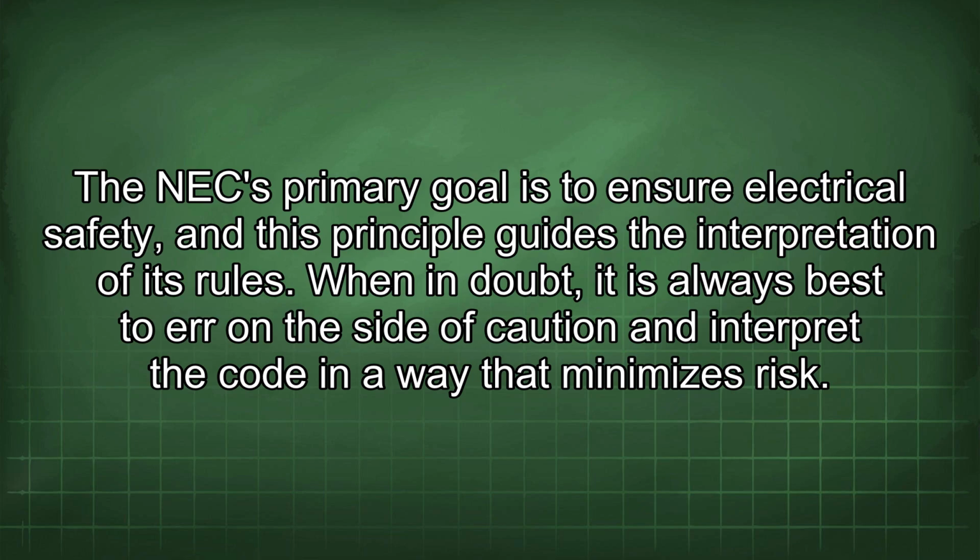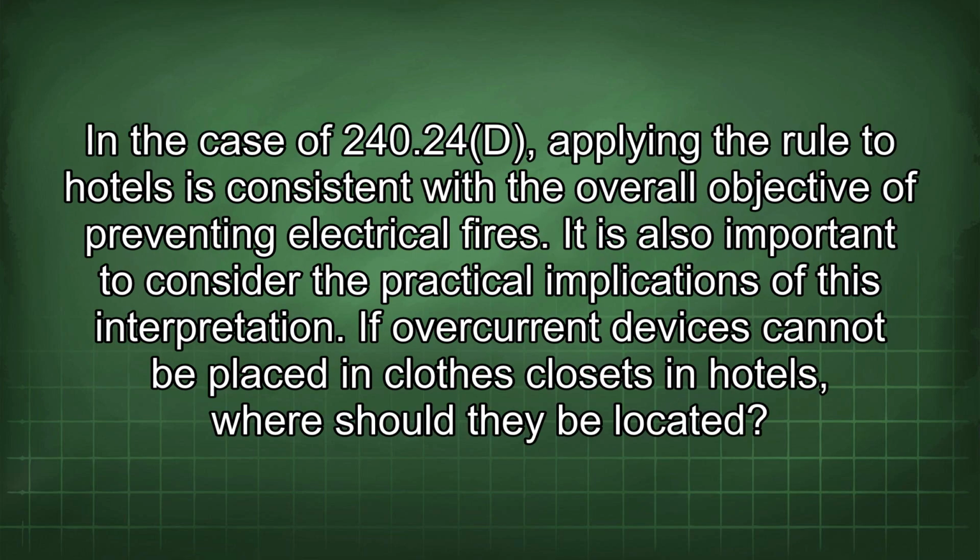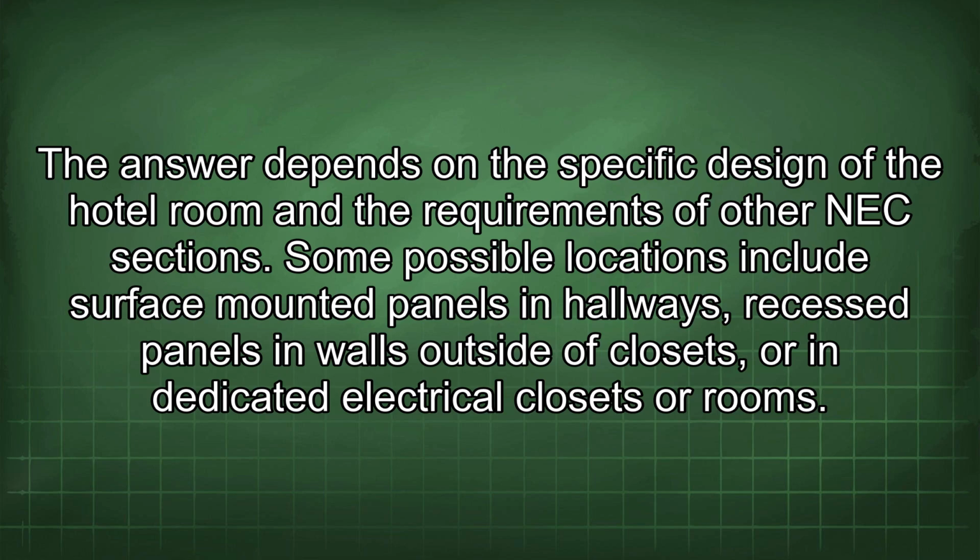The NEC's primary goal is to ensure electrical safety, and this principle guides the interpretation of its rules. When in doubt, it is always best to err on the side of caution and interpret the code in a way that minimizes risk. In the case of 240.24(D), applying the rule to hotels is consistent with the overall objective of preventing electrical fires. It is also important to consider the practical implications of this interpretation. If overcurrent devices cannot be placed in closed closets in hotels, where should they be located? The answer depends on the specific design of the hotel room and the requirements of other NEC sections.